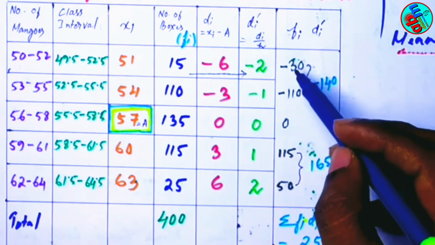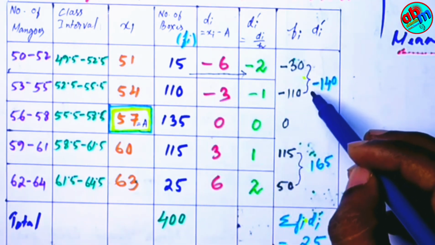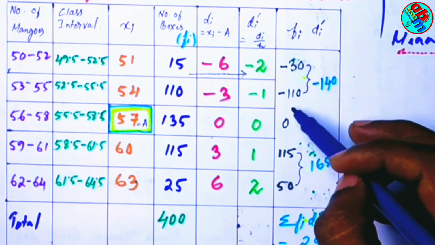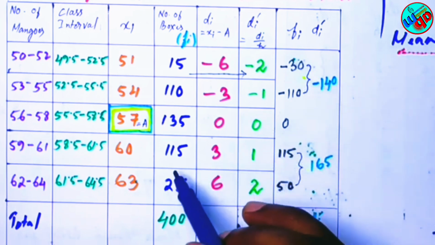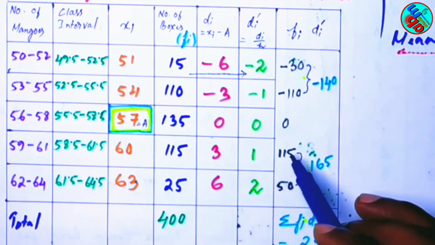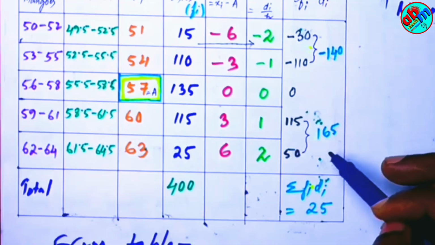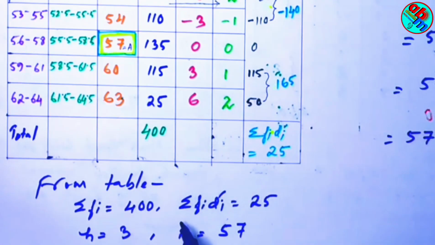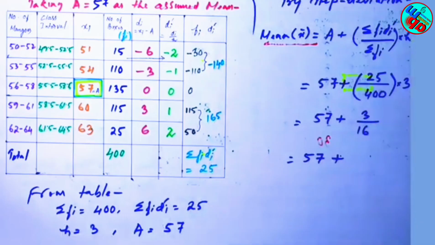15 into minus 2 is minus 30, 110 into minus 1 is minus 110, which is minus 140 by adding these two. And we get 115 into 1 is 115, 25 into 2 is 50, total is 165. The sum of these two is 25. From the table we have summation fi is 400, summation fi di dash is 25, h equal to 3, a equal to 57.